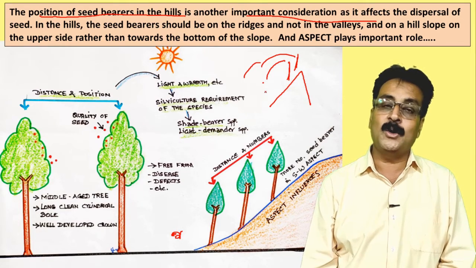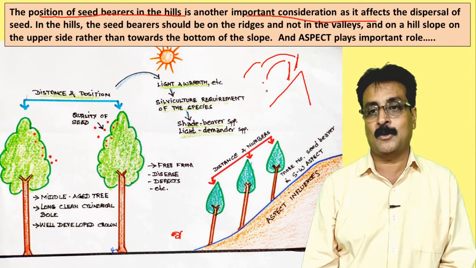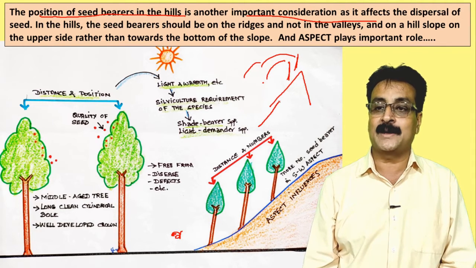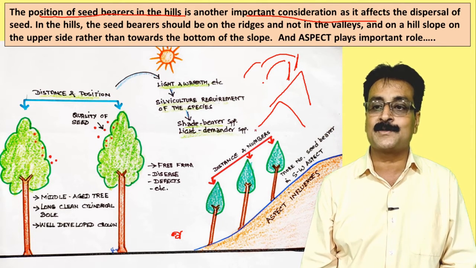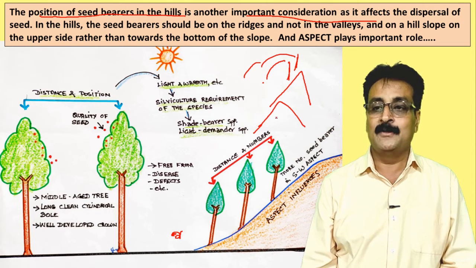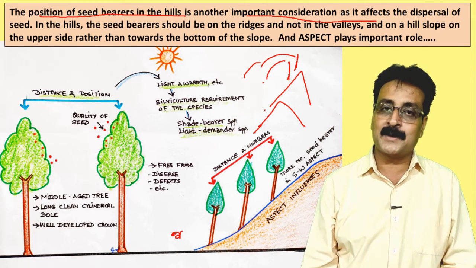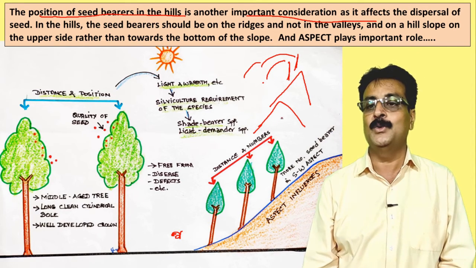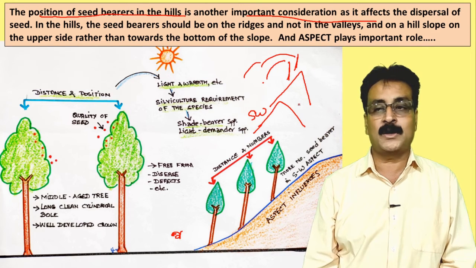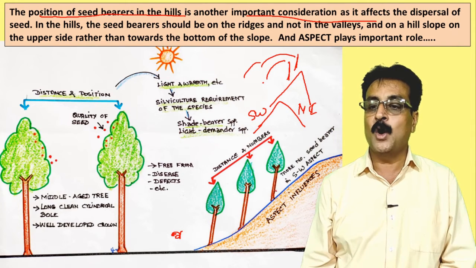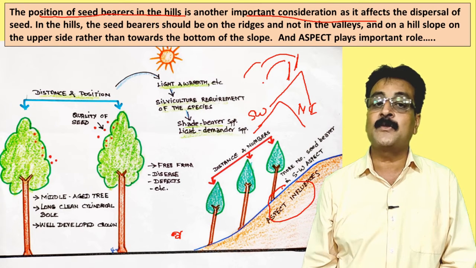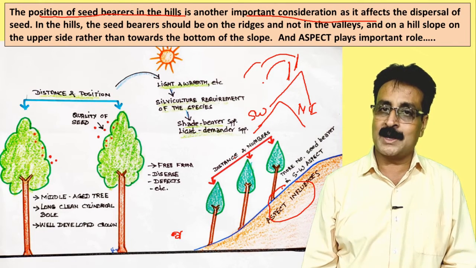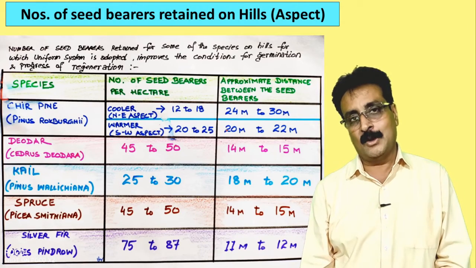Not only the ridges and top side, but we also have to think about aspect and exposure. As already discussed under locality factors, we have northern, southern, eastern and western aspects. Southwestern aspects are hotter as compared to the northeastern aspect. So how many trees will we keep in the southwestern aspect, where it is very hot? We'll keep a greater number of trees in the southwestern aspect as compared to the northeastern aspect.